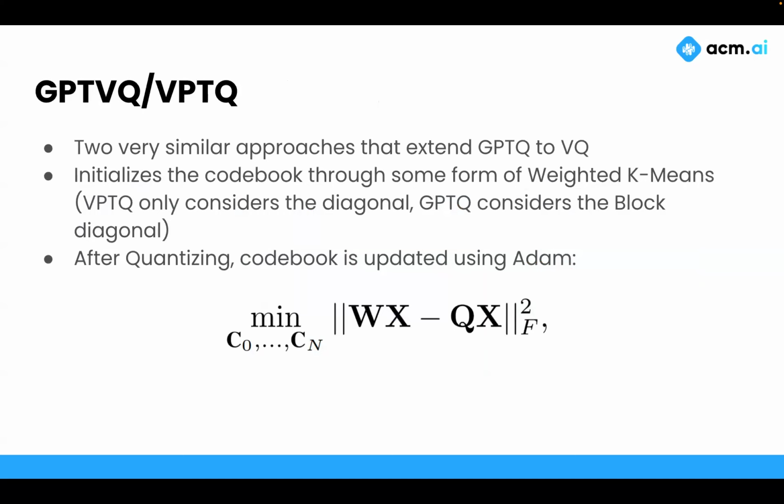They are pretty close to the same thing. Basically, they extend the GPTQ framework, which is largely used for scalar quantization, to vector quantization. They initialize the codebook through weighted k-means of the Hessian, similar to SqueezeLLM, with a couple of differences. Then after they quantize using GPTQ, they optimize this codebook by minimizing this, where Q is the quantized weights. This is a convex problem, so you can solve it using convex solvers.